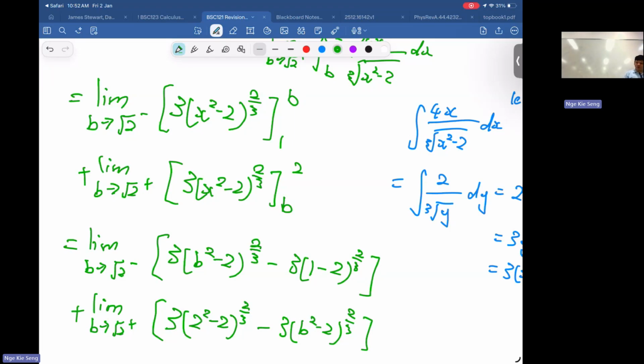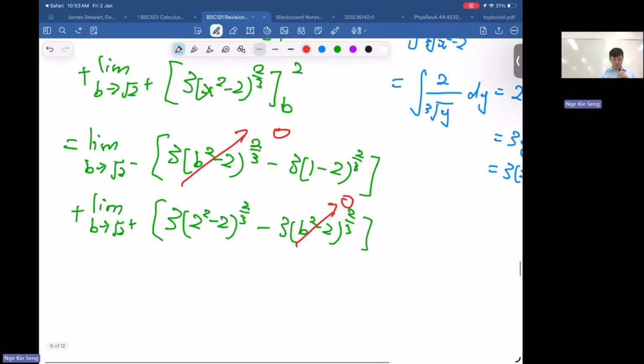So we can see that b squared minus 4 to the power 2 over 3 is continuous at square root 2. So this term here and this term here should go to 0. Okay, so what we are left with is minus 3 minus 1 to the power 2. So you get minus 3.